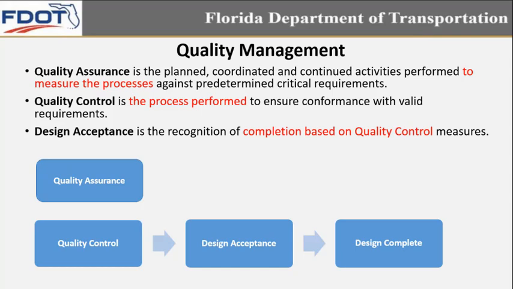In other words, quality control leads up to design acceptance, which leads to your design being complete, whereas quality assurance leads to continuous improvement. So when you're reviewing a document or a set of plans, think about, are you reviewing it and making comments for the purpose of completing that project, getting design acceptance, or are you reviewing it for the purpose of continuous improvement? If you're doing it for future improvement, continuous improvement, you're doing quality assurance, not quality control.